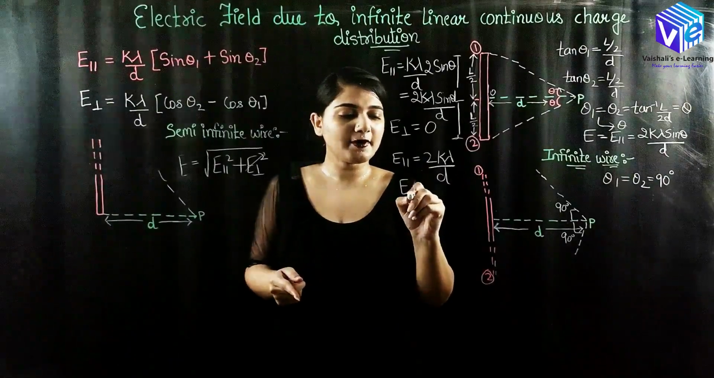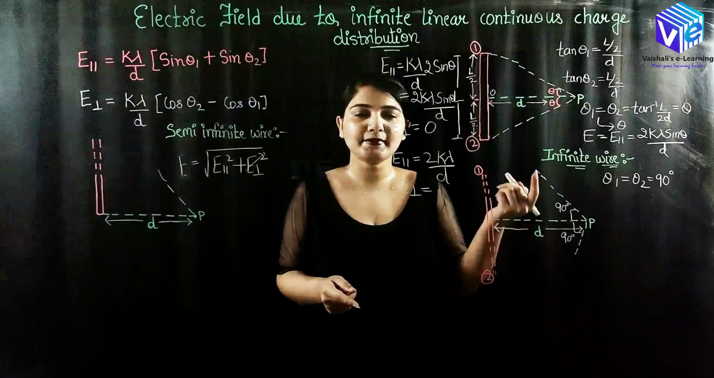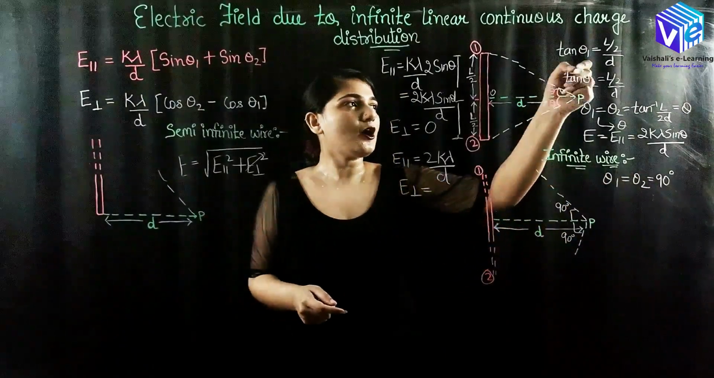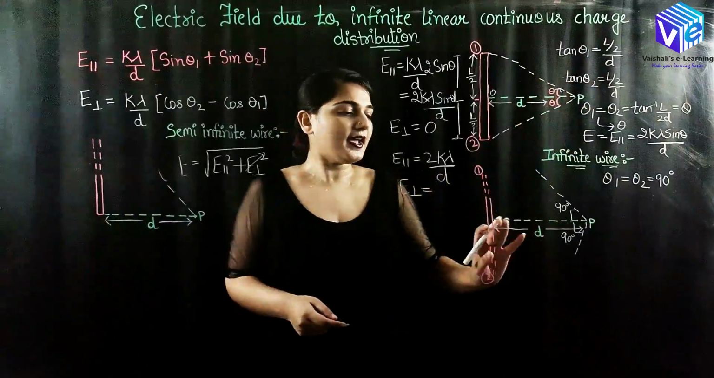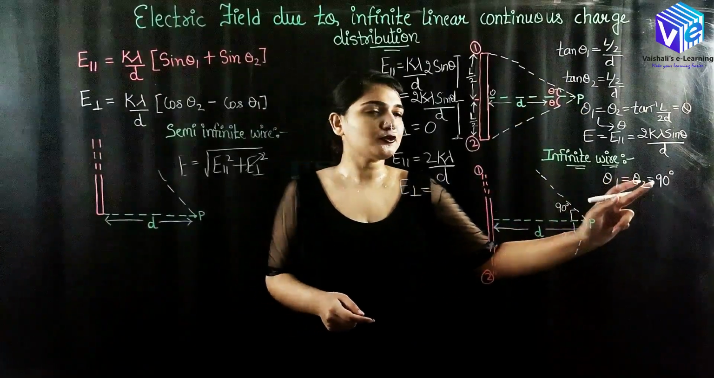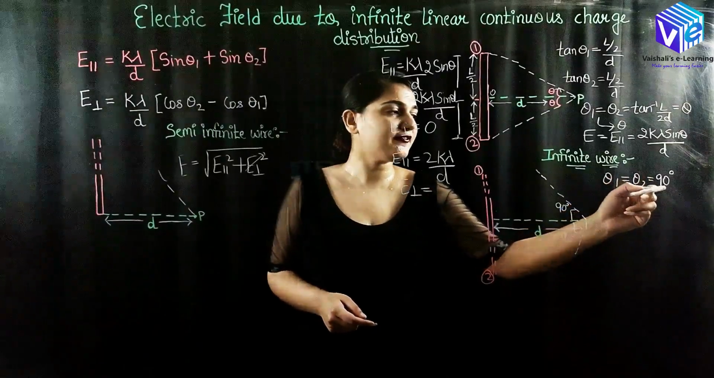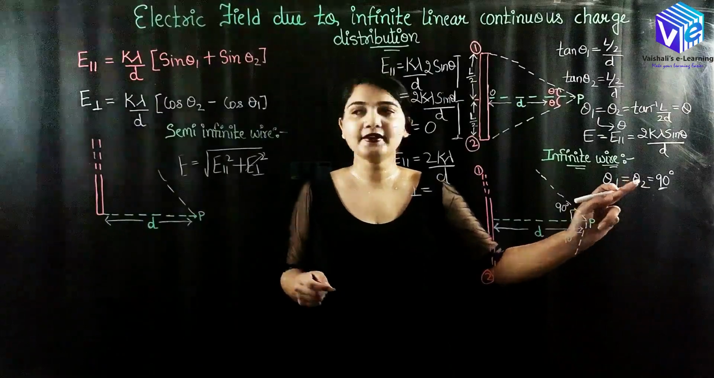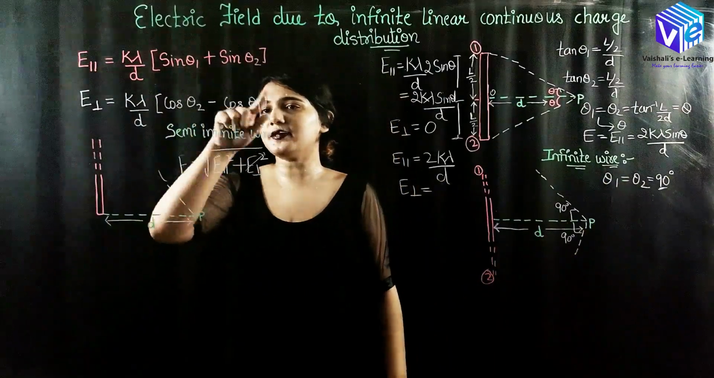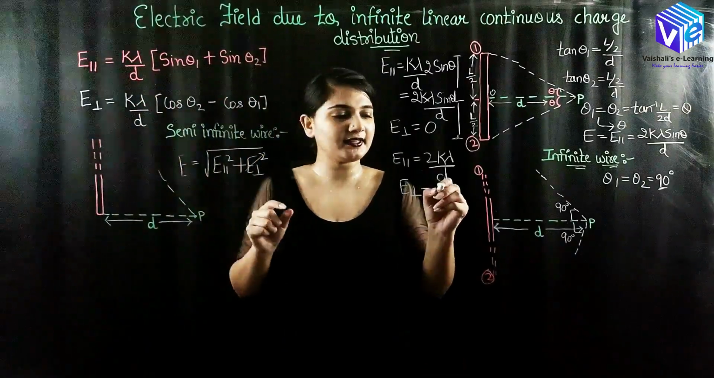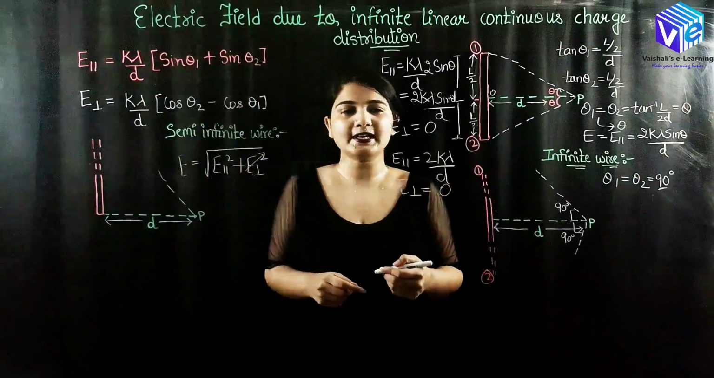Now coming to the E perpendicular. It is again the same case. Now I have taken the specific value of theta. Here also my point P is in the middle. Theta 1 is equal to theta 2. Now we have specified what is theta. So when my theta 1 is equal to theta 2, this term will be cancelling out. It will be 0. 0 multiplied with anything will be 0. So E perpendicular is 0.